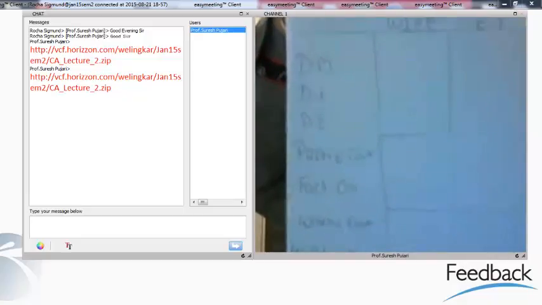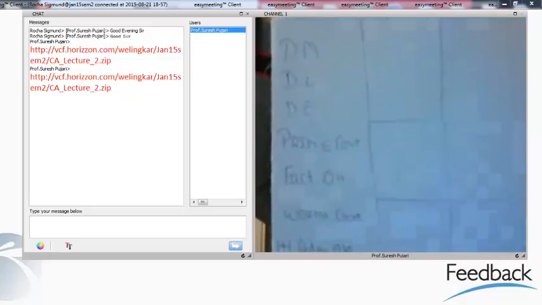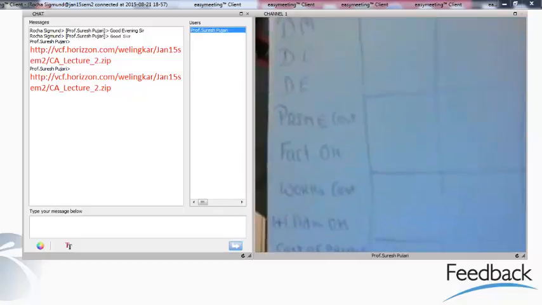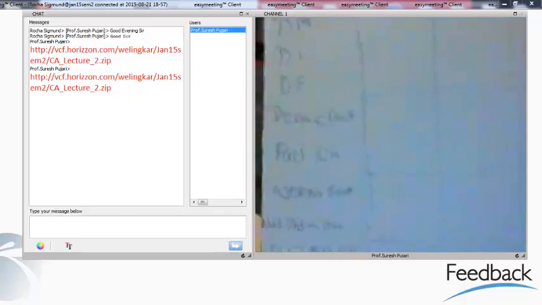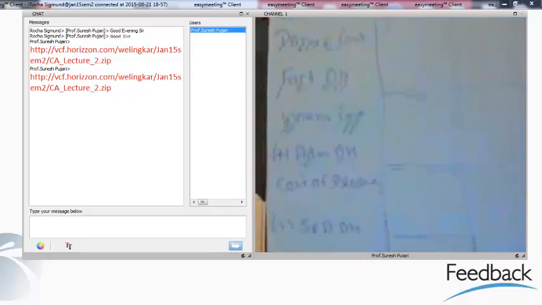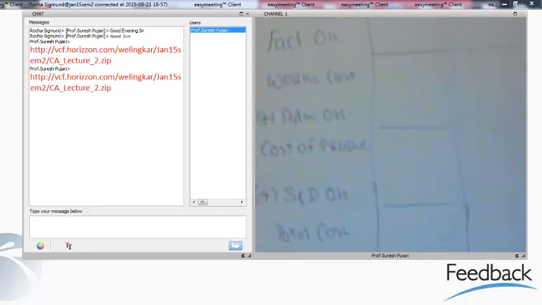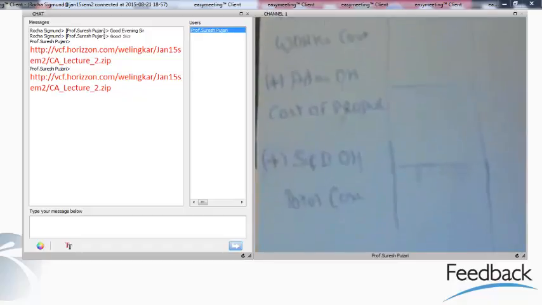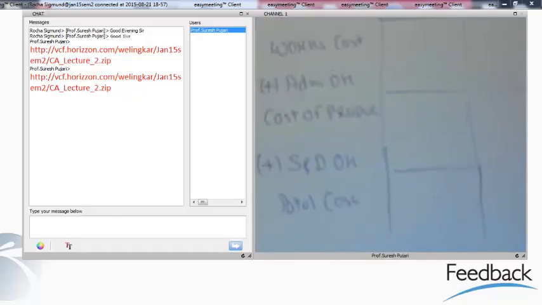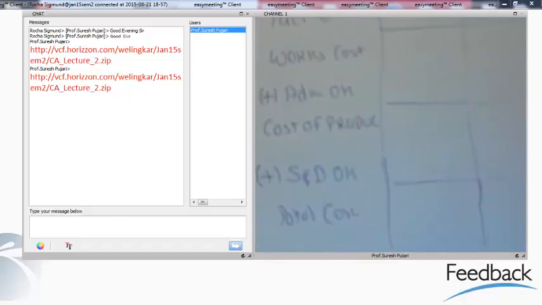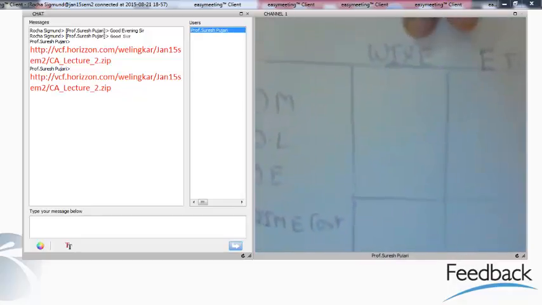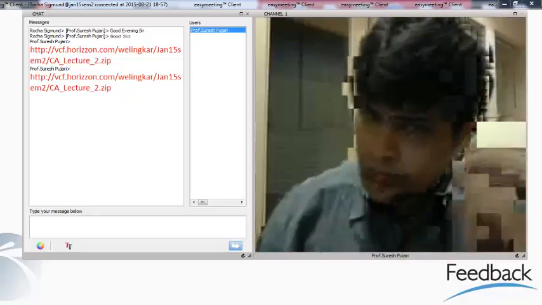Direct material plus direct labor plus direct expense gives me prime cost. To the prime cost, if I add factory overheads, I get works cost. To the works cost, if I add admin overheads, I get cost of production. To the cost of production, if I add selling and distribution, I get total cost. So have you written this with the three columns?